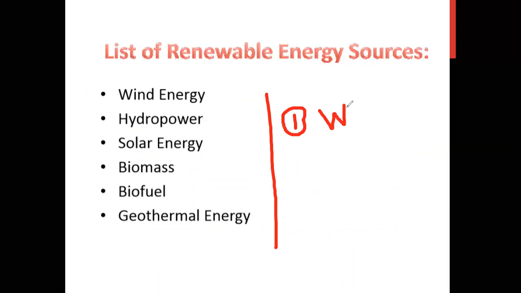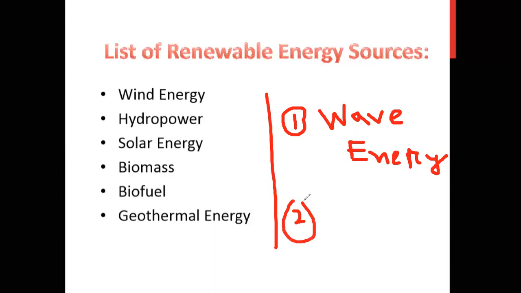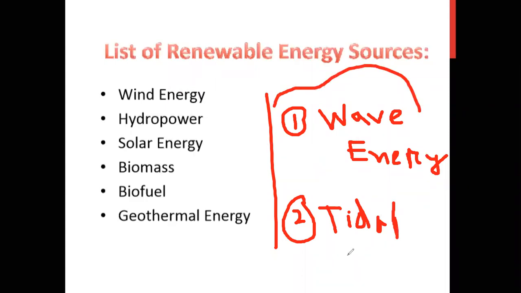One is wave energy. Do you know what a wave is? Wave is related to the sea, the ocean. Another one is tidal energy. Tidal means high tide, low tide, which in Bengali is Joar Bhata. These two are also known as renewable energy sources, and combined they are known as ocean energy. That means we harness energy from the ocean.